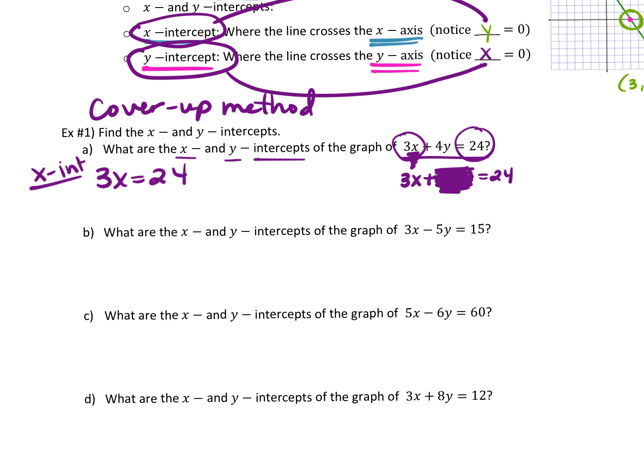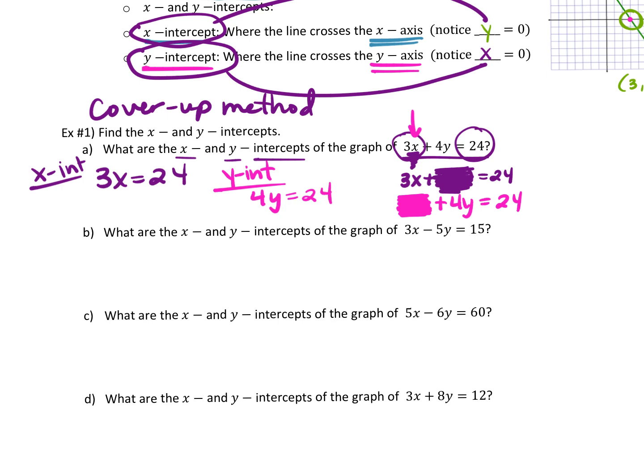Okay? Same thing goes the other way. If I plug in a 0 for x to find a y-intercept, then it's 3 times 0 plus 4y equals 24. What is 3 times 0? 0. So you can cover it up because it will always equal 0 if it's going to be an intercept. That means my equation for my y-intercept is going to be 4y equals 24.